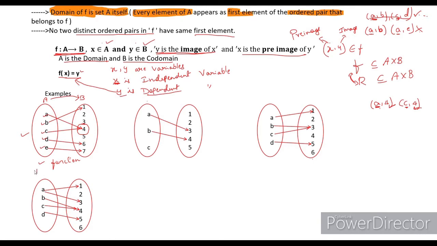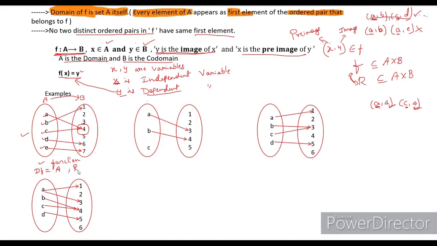Now let us write the domain. Yes, from the definition itself, what is the definition? Every element of A will have the mapping. So our domain set will be A itself always. Always. If it is a function, the domain has to be the first set from which the function is defined.